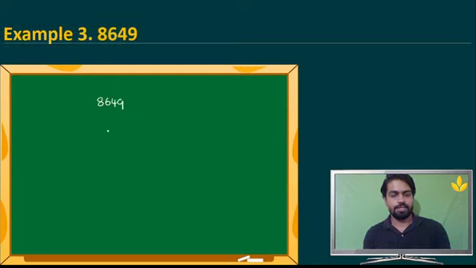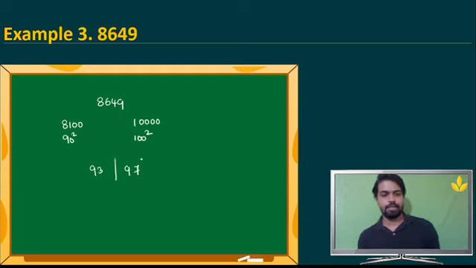8649. This is the next example. In this example, I know this lies between again 8100 and 10,000. So what is that? 90 square and 100 square. My answer should be anywhere between 90 and 100. This is ending with 9, so the square root will end with either 3 or 7. It's 93 or it has to be 97.